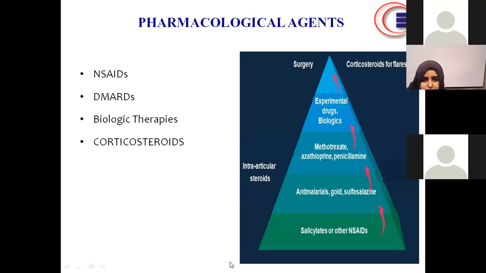Okay, it inhibits the COX enzyme. Which COX? COX1 and COX2. Both COX enzymes. It will inhibit COX1 as well as COX2.